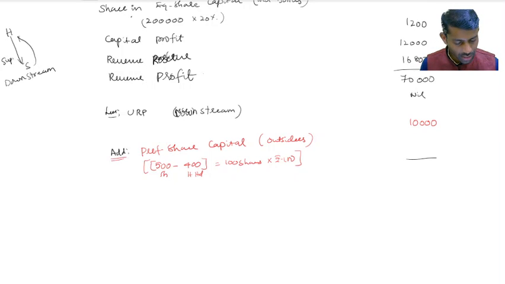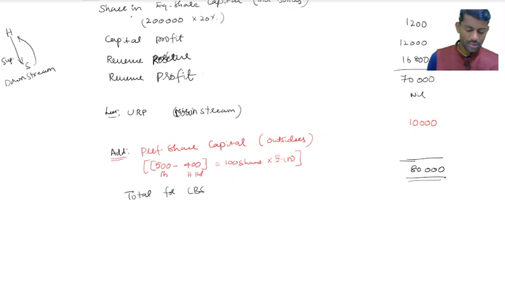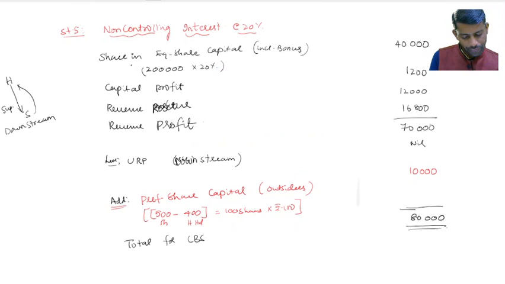What about the 400? In step number 6, we are going to cancel. Cost of control we will value. In that, goodwill or capital reserve we will evaluate, and this will be cancelled. So including preference shares, how much is the total for CBS? 80,000. Are you understanding?